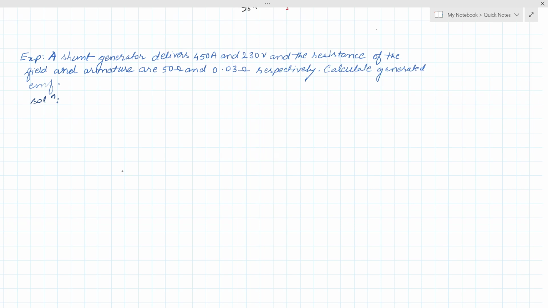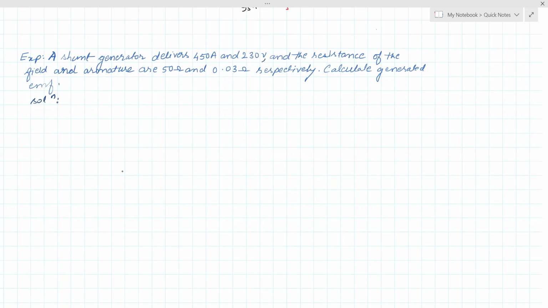Now, today we will solve some examples so that we can visualize very well the types of DC generator and their calculations. So this is the first example. A shunt generator delivers 450 ampere at 230 volt. The resistances of the field and armature windings are 50 ohm and 0.03 ohm respectively. Calculate the generated EMF. So it is a very simple question.